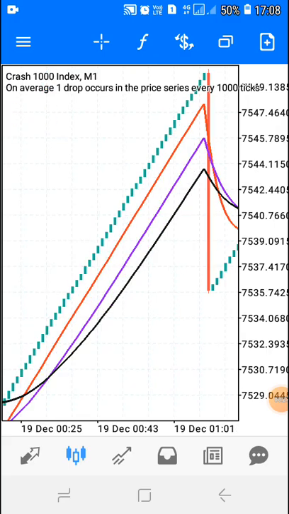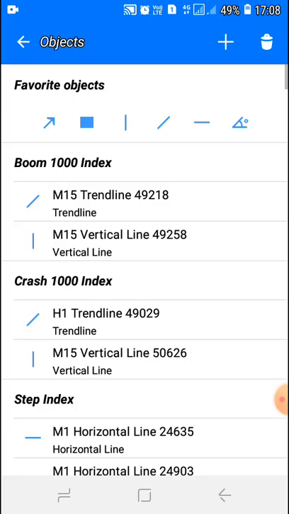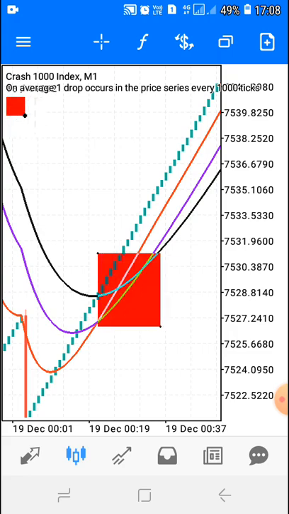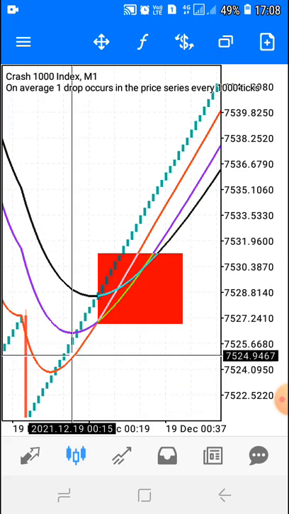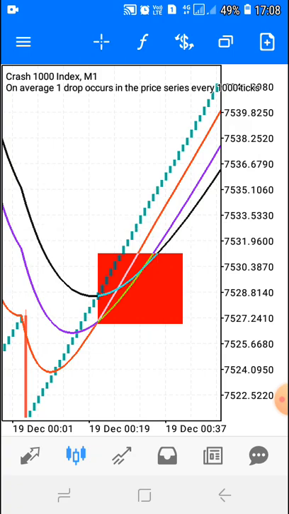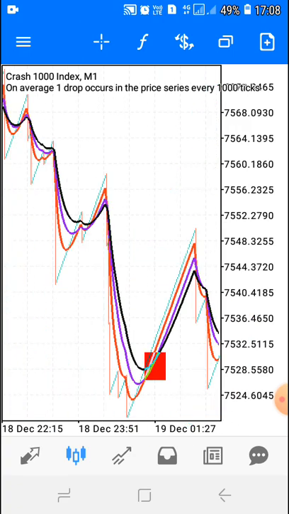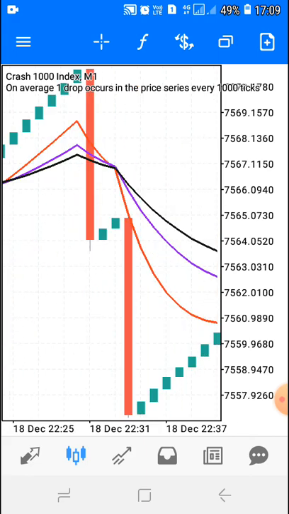Okay, so what most people do when they trade boom and crash, if there are these indicators on the chart, is wait for the crossover. For example, over here, let's just say this red moving average crosses over the purple and black. What most people are going to do is buy, especially beginner traders. Now I used to do this as well, but sometimes it won't go as planned.